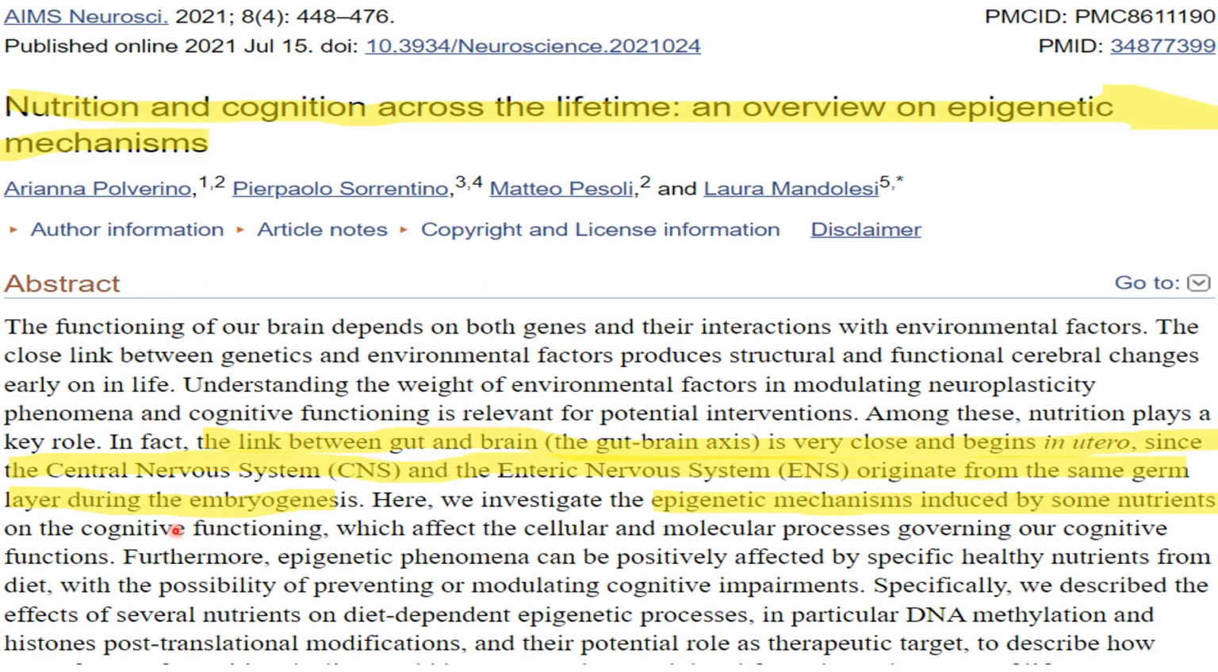Here is a nice paper about the relation between nutrition, cognitive functions, and epigenetic mechanisms. This paper was published in Neuroscience in July 2021. The title is Nutrition and Cognition Across the Lifetime: An Overview on Epigenetic Mechanisms.